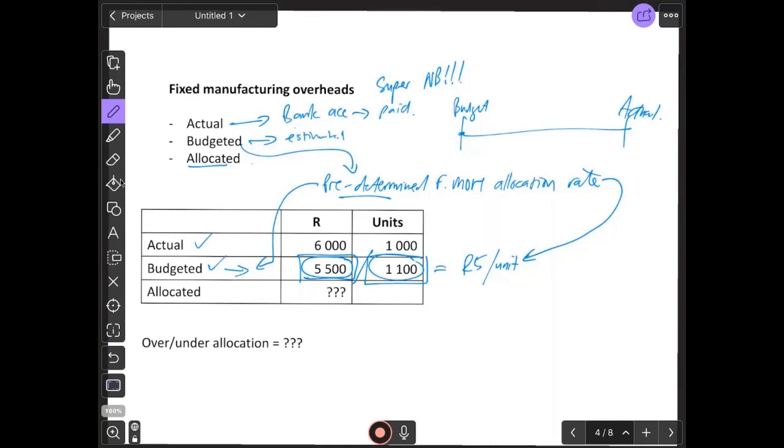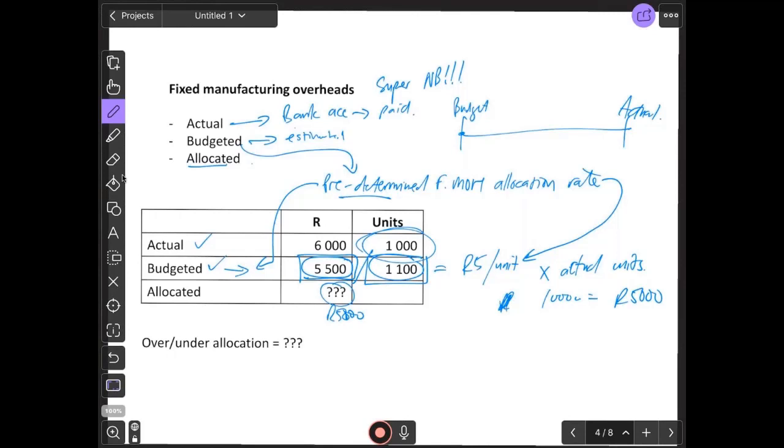There's many words for that long phrase, but this is our allocation rate. And now we're going to allocate that to our production at the actual units. So in this case, 1,000 units. So times 1,000 equals 5,000 Rand. So that's the answer, 5,000 Rand.